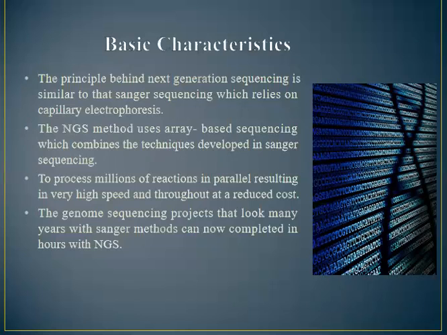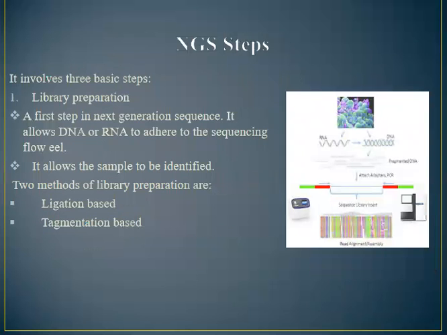The steps of next generation sequencing. It involves three steps: library preparation, sequencing, and data analysis. Library preparation, the first step in next generation sequencing, allows the DNA or RNA to adhere to the sequencing flow cell. It allows the sample to be identified. There are basically two methods of library preparation: ligation-based and tagmentation-based. Sequencing.